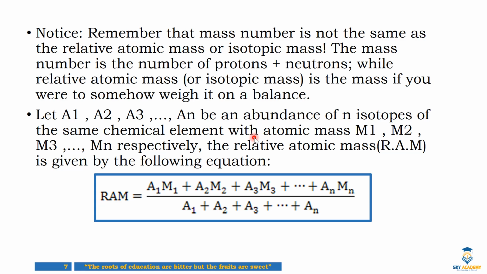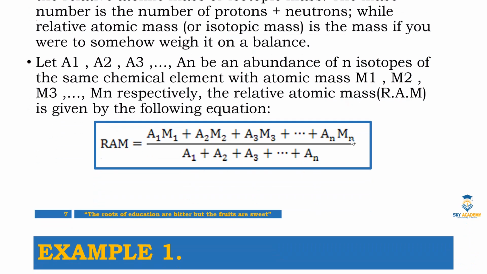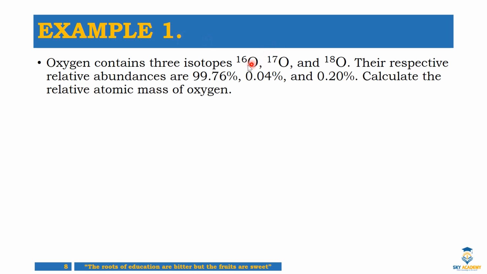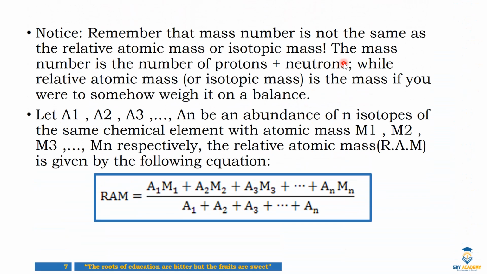And then the atomic mass. Oxygen 16 has its own atomic mass, oxygen 17 has its own atomic mass, and oxygen 18 also has its own atomic mass. But you are going to combine those atomic masses and the abundances together in order to obtain the relative atomic mass that all atoms of oxygen have in common.